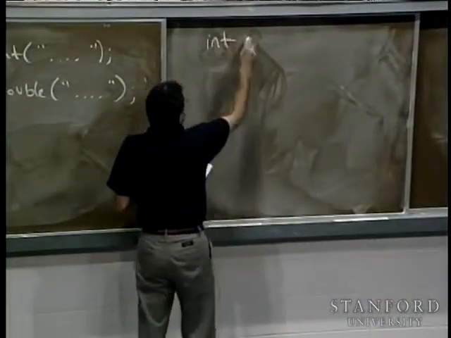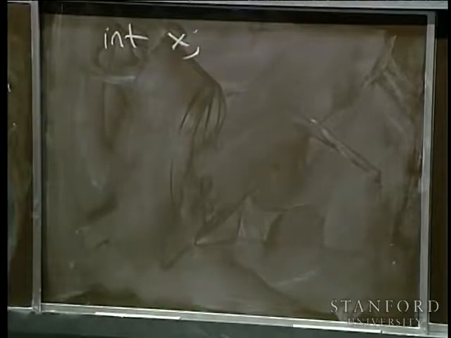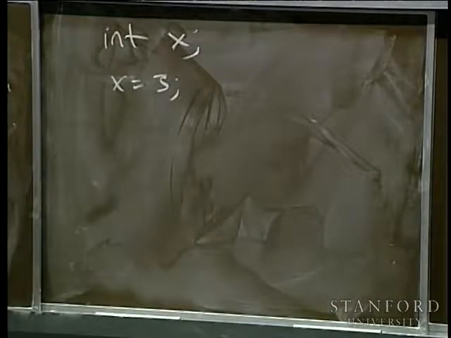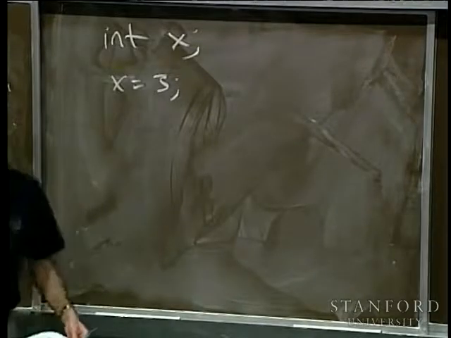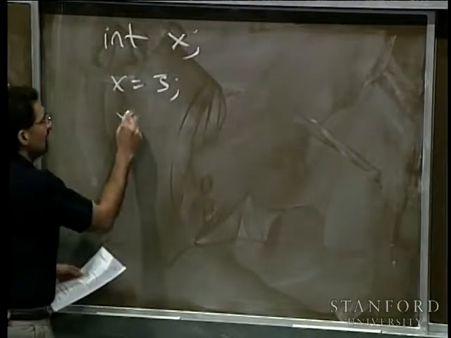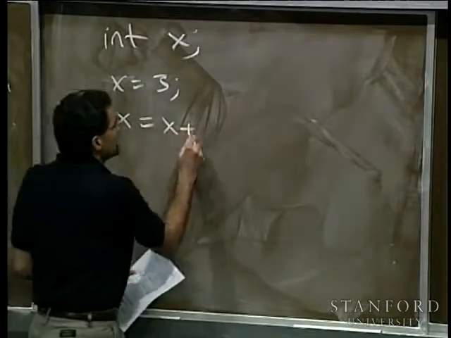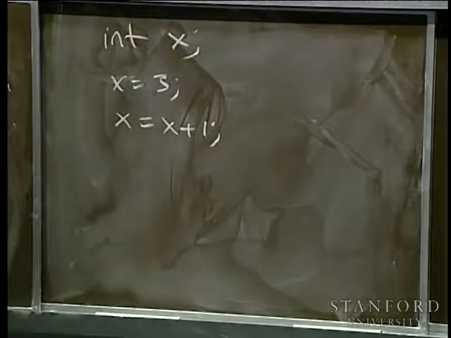Let's say we have int x, our old friend. After I told you all this stuff about good variable names, I'm like, everything's x. So let's say x equals 3. Now, there's a lot of things sometimes we want to do with x. Something that we want to do a lot is to add 1 to x. So if we wanted to add 1 to x, how do we do that? Some people already know. We'll do it the long way. x equals x plus 1. That adds 1 to x and stores it back in x.